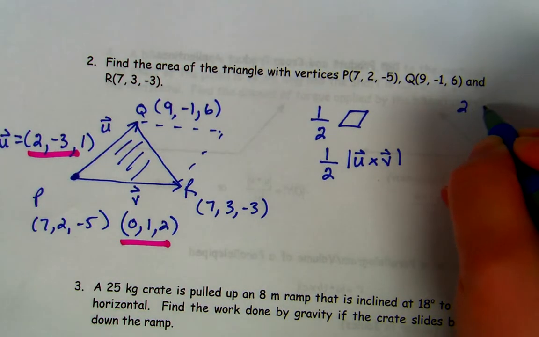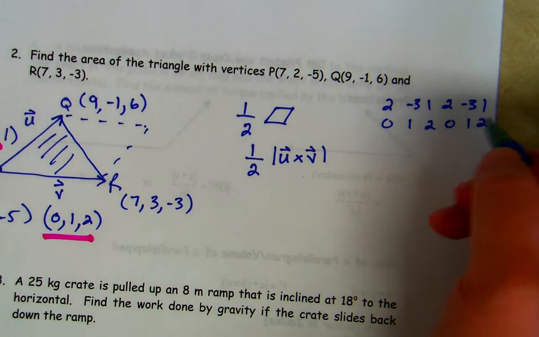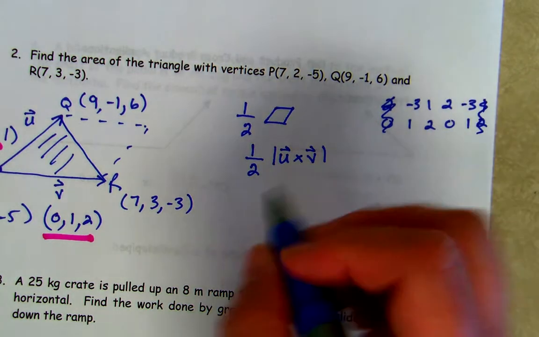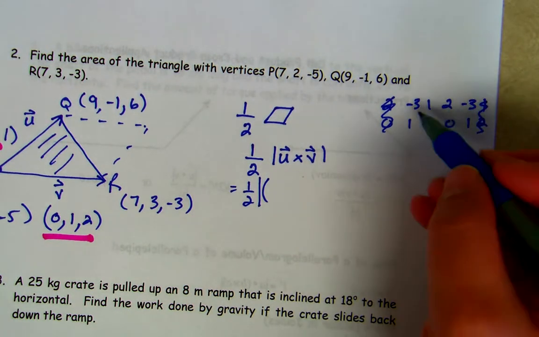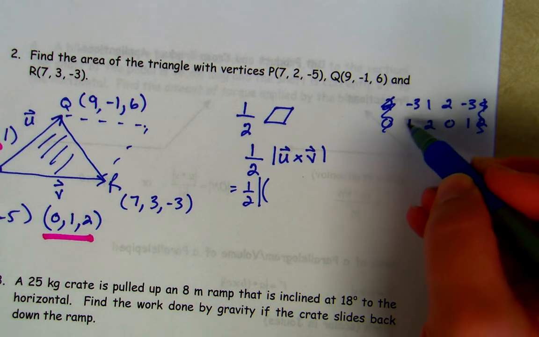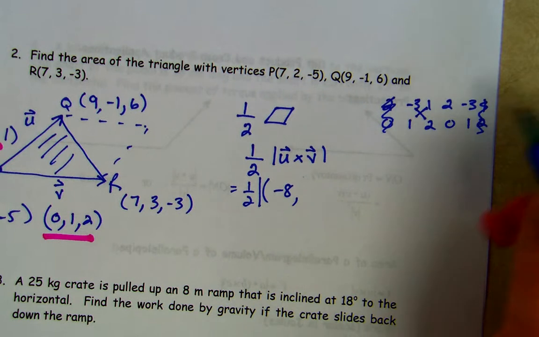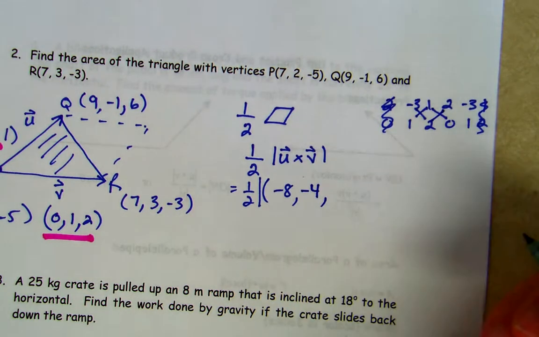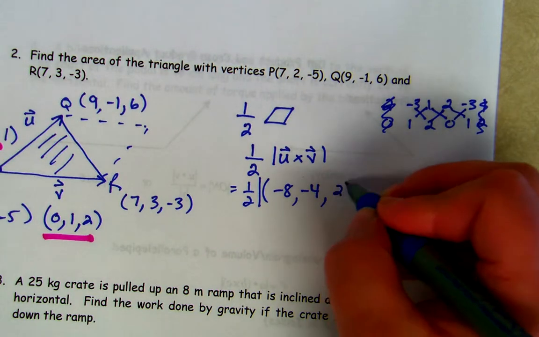So I'm going to go 2, negative 3, 1, 2, negative 3, 1. 0, 1, 2, 0, 1, 2. So again, this is the trick we use for doing the cross product. I cross off first and second, and now I'm going to do all my subtractions. So I'm going to have 1/2 of the magnitude of negative 6 subtract 2, which is going to be negative 8. So I did negative 3 times 2, subtract 1 times 1. Then 1 times 0, subtract 2 times 2 is going to give me negative 4. 2 times 1, subtract negative 3 times 0, so it's going to give me 2.